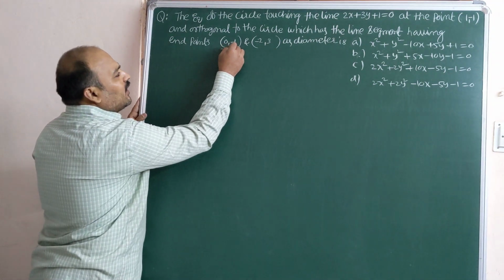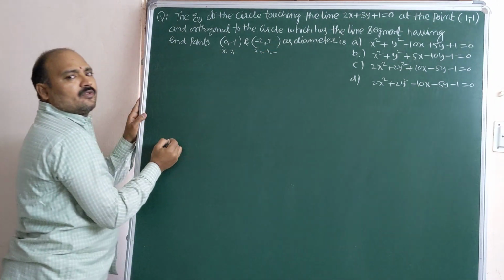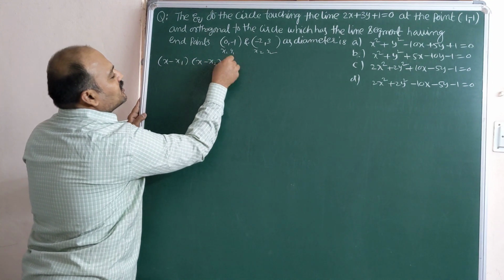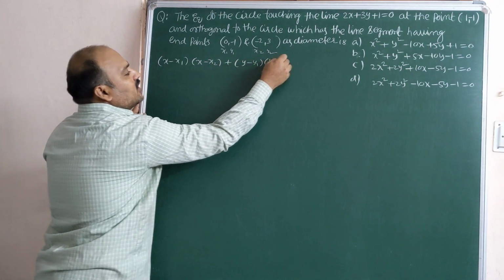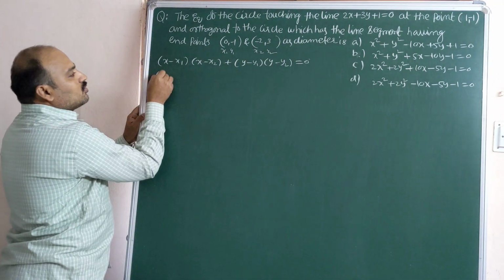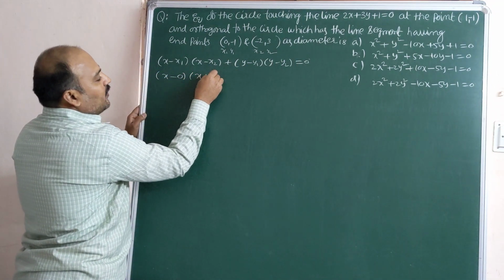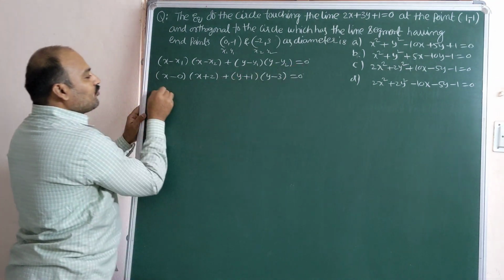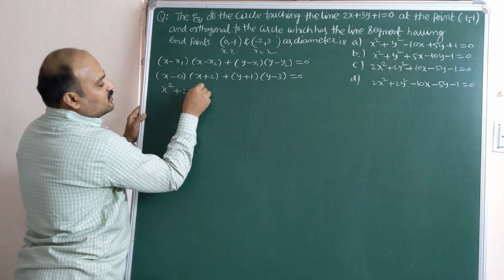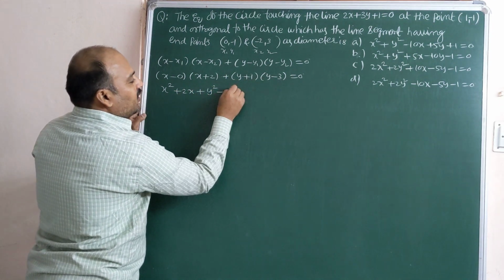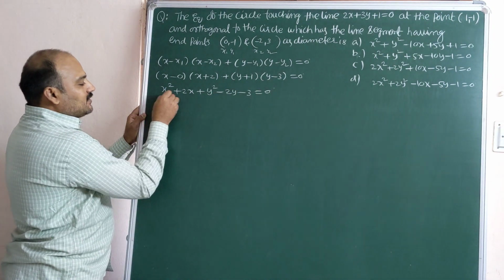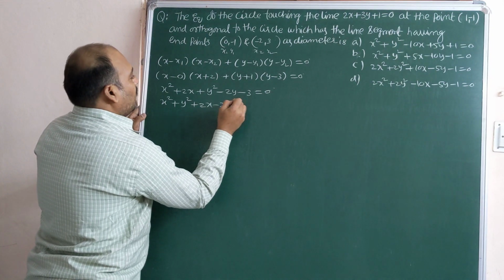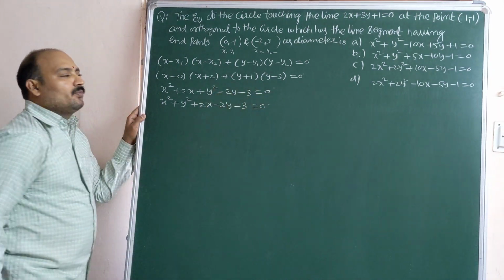So diameter endpoints means we can get x1 y1, x2 y2. Substitute in the diameter equation of a circle, you will get one circle: x minus x1 into x minus x2 plus y minus y1 into y minus y2 equal to 0. So x minus 0 into x minus of minus 2, plus y minus of minus 1 into y minus 3 equal to 0. So x square plus 2x plus y square minus 3y plus y minus 3, so x square plus y square plus 2x minus 2y minus 3 equal to 0.